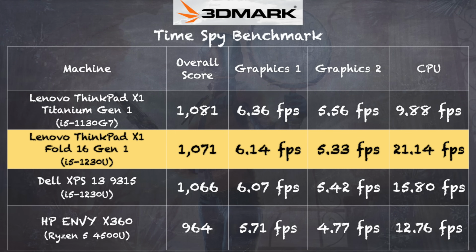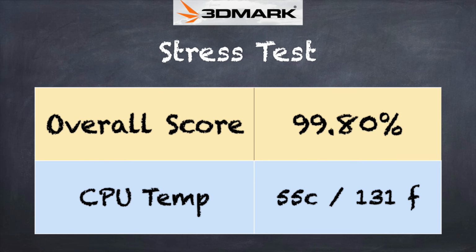And on the 3DMark Time Spy benchmark test, we got a score of 1,071. This score is actually in line with what I would expect out of this processor. Now, we did run the 3DMark stress test, and there we got a passing grade of 99.8%, which would indicate that there's no real throttling going on.